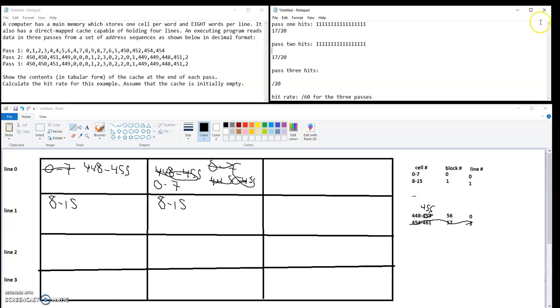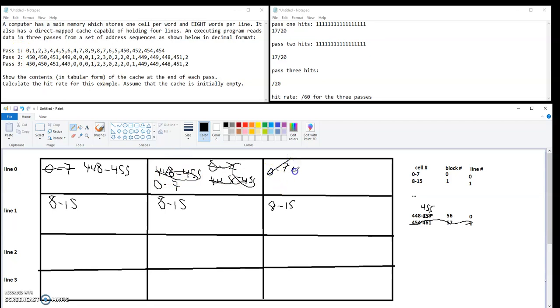I can just see it's the same length as the bit string above it. And then we are starting with 0 to 7 in the cache and 8 to 15 in the cache for pass 3, which is different than how we started pass 2. So the hits might be different here. Pass 2 started with this in there. So let's try it. 450, right off the bat.